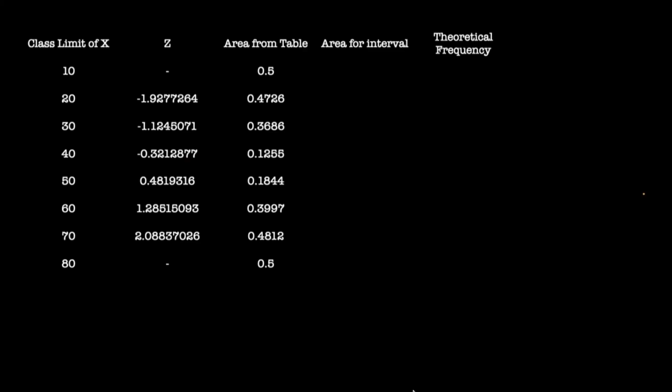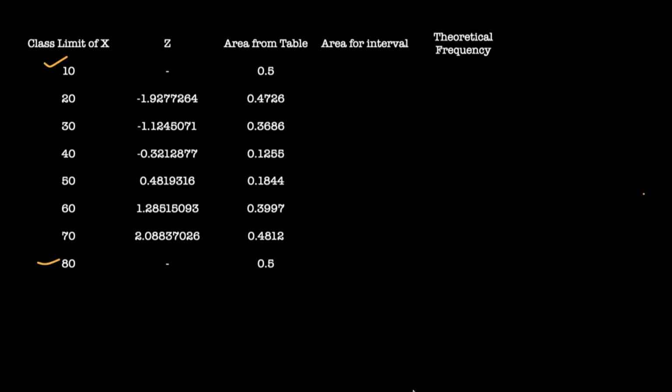So the area under curve found from the table values is as follows, right? As I said, we will take infinity, that is 0.5000, for 10 and for 80 also, and we have the area under the table for negative 1.92 as 0.4726, and the area under curve for negative 1.12 as 0.3686, and all these values we have calculated from the table values, which we have already discussed.